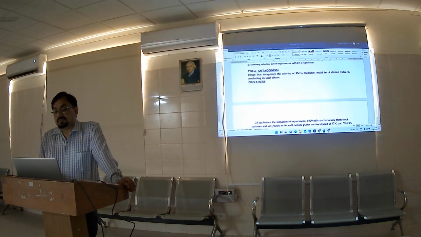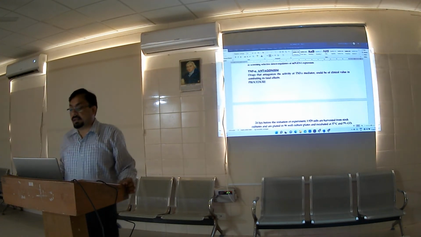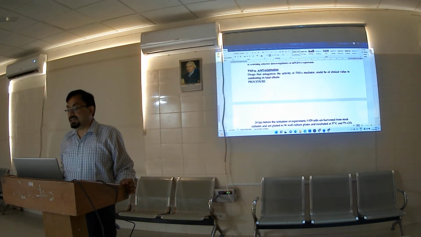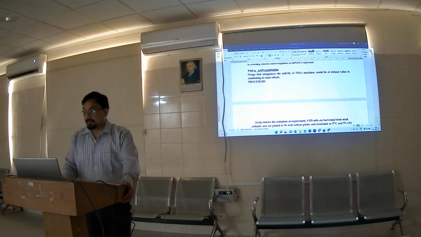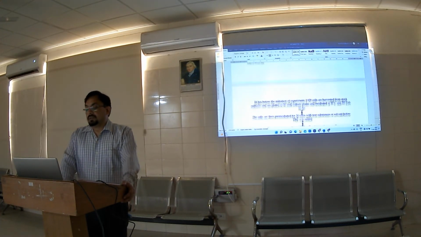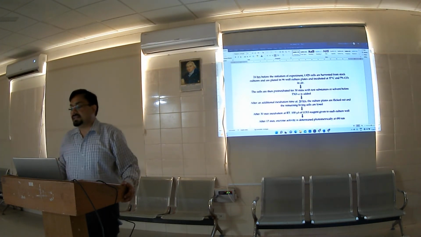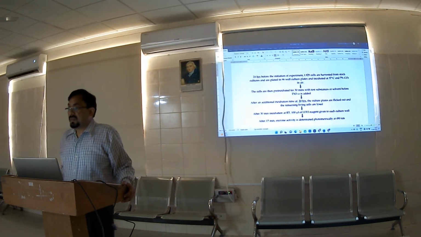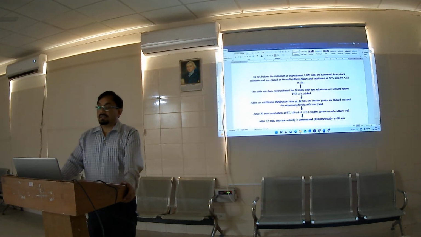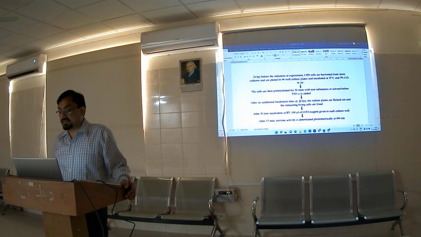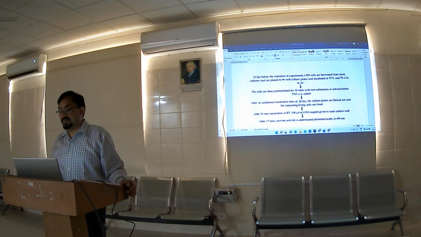TNF alpha antagonist, tumor necrosis factor alpha. A drug that can antagonize the activity of TNF alpha as a mediator of inflammation could be of clinical value in combating its fatal effects. So what is the procedure? 24 hours before the initiation of the experiment, L929 cells are harvested. These are cell line studies. L929 cells are harvested from stock cultures and are plated in 96 well culture plates and incubated at 37 degrees centigrade and 5% carbon dioxide in air.